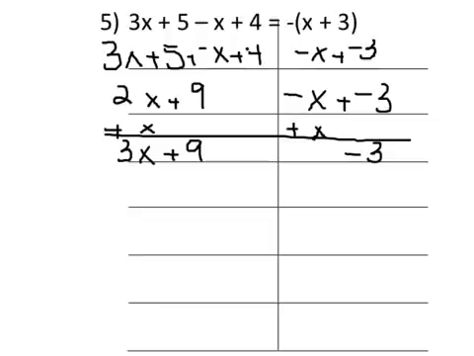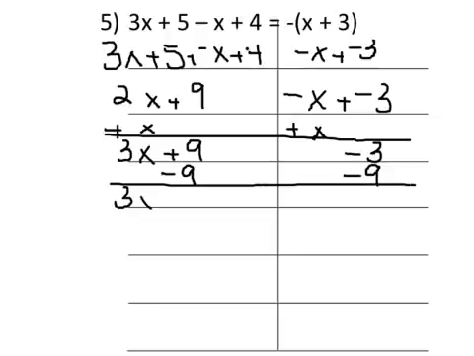From here, I want to isolate the x, so that means I have to get rid of the 9 tiles on this side. So that means I would take away 9 tiles, which means also adding a negative 9 to both sides. So I would have negative 9 tiles on this side and negative 9 tiles on this side to make 0 pairs. So I have 3 x's still, but these 9 and the negative 9 make a 0 pair, so those go away. And on this side, I have negative 12 tiles.